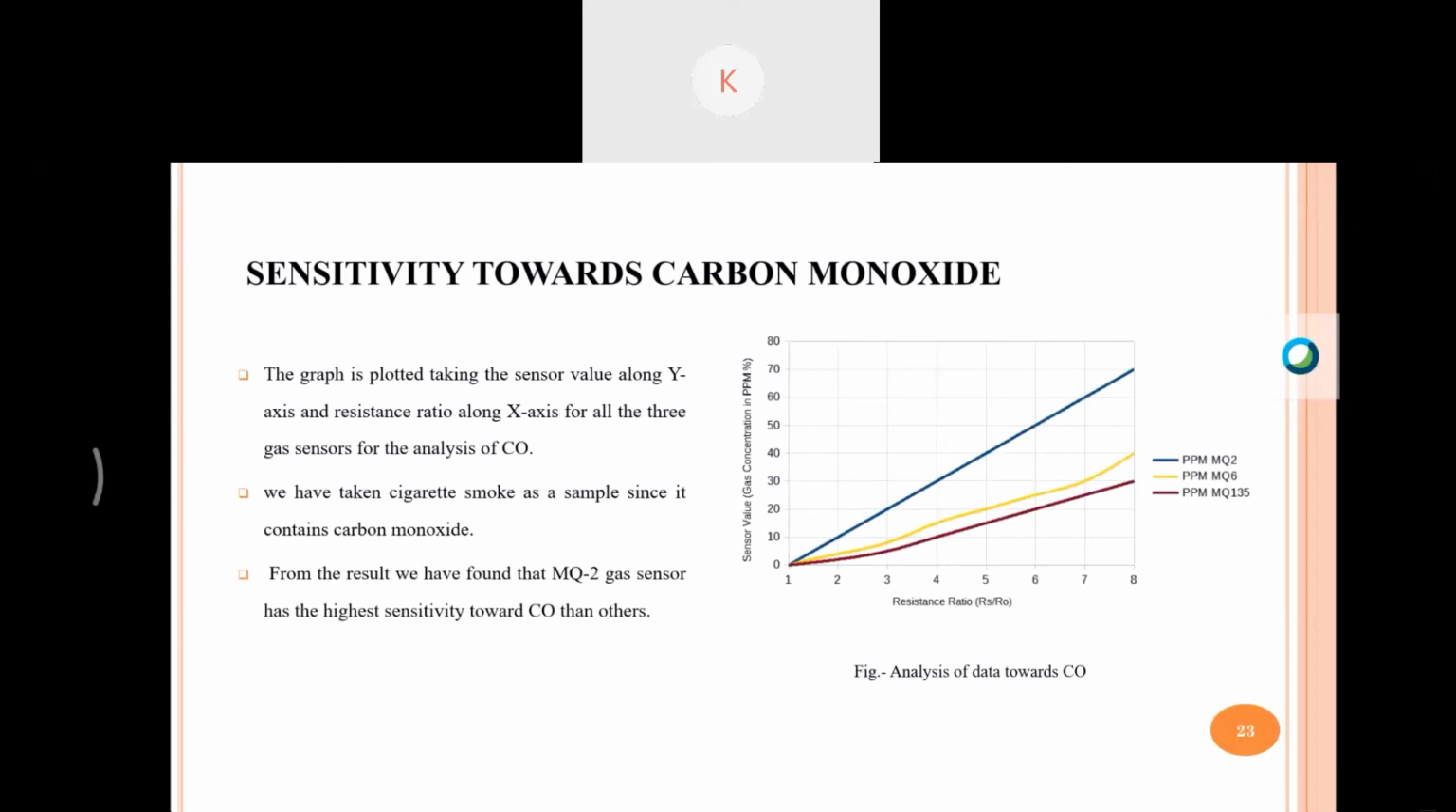So from the result, we have found that the MQ2 gas sensor has the highest sensitivity towards carbon monoxide compared to the others, because it gives a linearly increasing value: 10, 20, 30. 30 means 3000 ppm, 40 means 4000 ppm, and up to 7000 ppm. But MQ135 and MQ6 do not give satisfactory values. So as a summary, the MQ2 sensor is much more sensitive towards carbon monoxide.